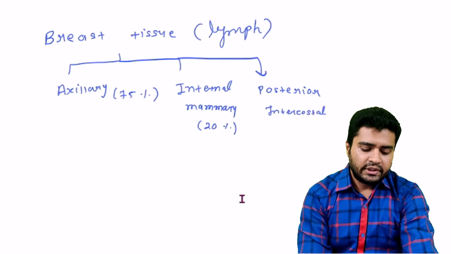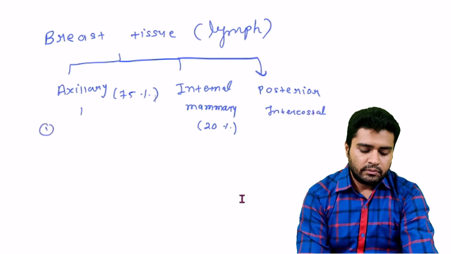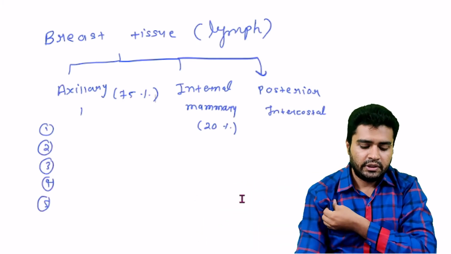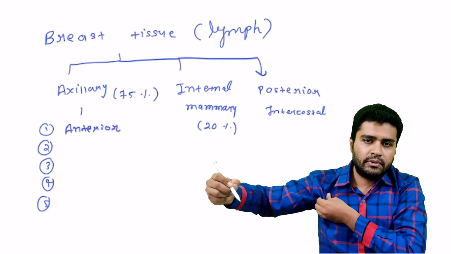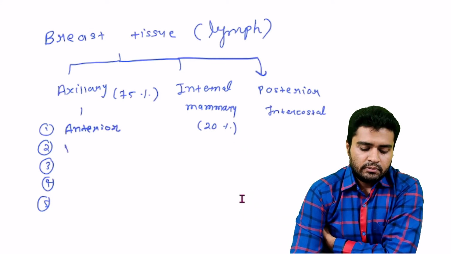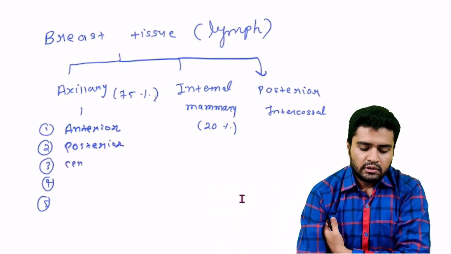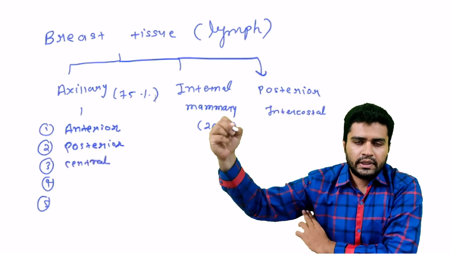In the axillary group, there are 5 main groups. What are the 5 groups of the axillary lymph nodes? Just remember, here there is the anterior group, which is mainly affected during carcinoma of the breast. If anterior is there, posterior is also there, so on the posterior side, the posterior axillary group of lymph nodes. Then here in the center is the central group, which is another most affected group of lymph nodes.